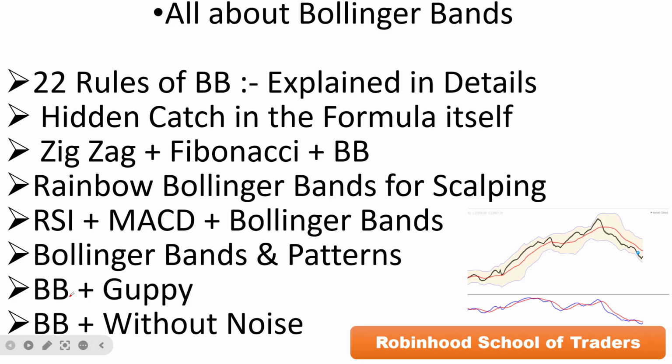So, what is the topic we'll be covering? We learn all about Bollinger Bands. We'll go through the 22 rules of Bollinger Band in detail. We'll go to the formula and find what is hidden in the formula. We'll do Zig Zag plus Fibonacci plus Bollinger Band.